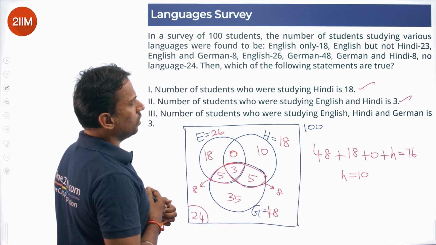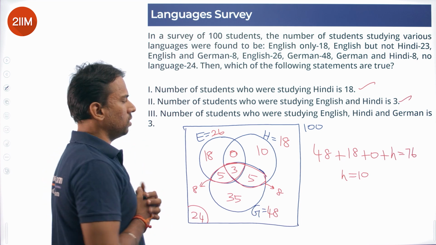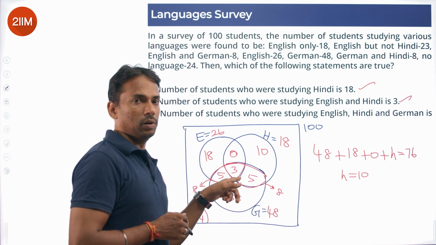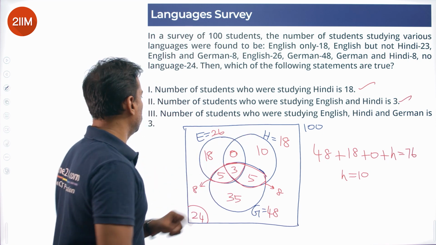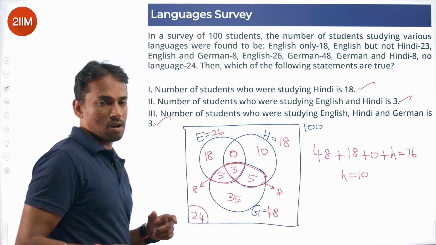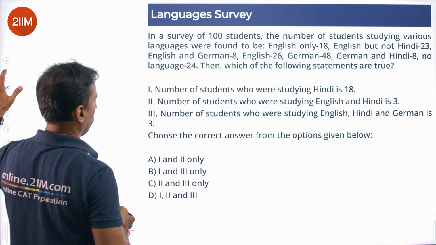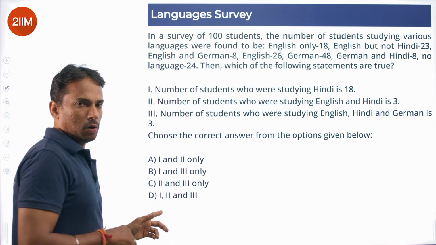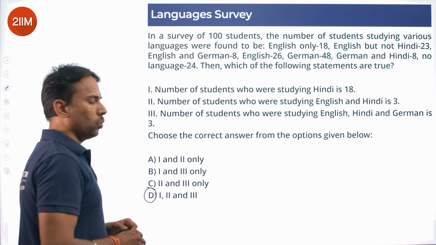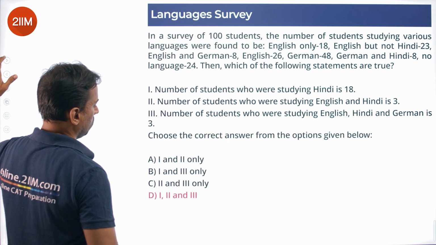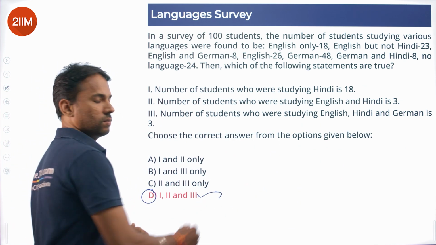Number of students studying English, Hindi and German is 3. The intersection of all 3, which is over here at the middle. This is 3, they are telling. This is also correct, which means all 3 statements are correct. Option D, statements 1, 2 and 3. All 3 are correct, should be the right answer. Yes, option D is the right answer.